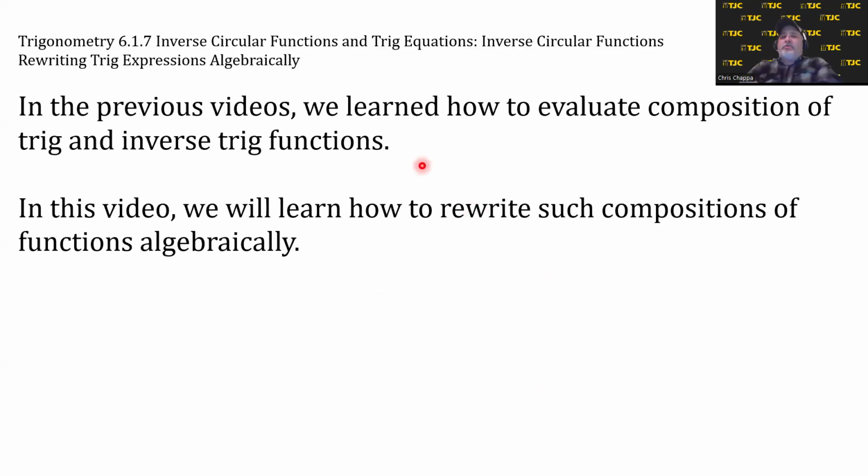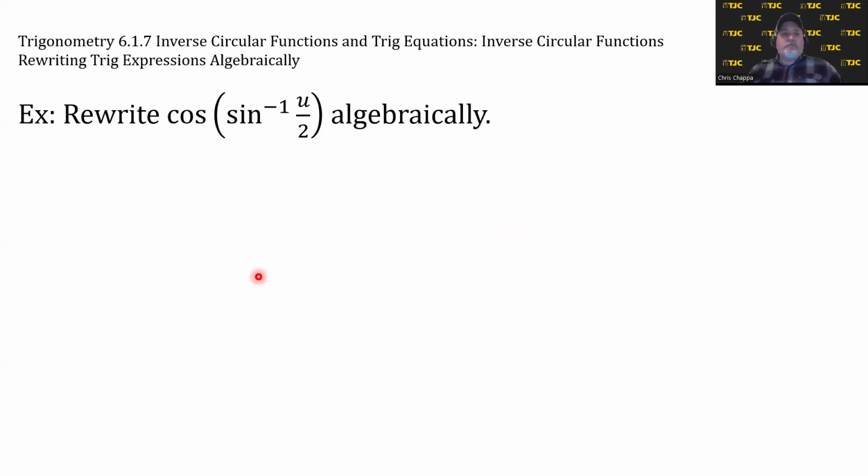In the previous videos, we learned how to evaluate compositions of trig and inverse trig functions. In this video, we will learn how to rewrite such compositions of functions algebraically, meaning with no trig functions. This does happen quite a bit in calculus settings. For example, let's rewrite cosine of sine inverse of u over 2 algebraically in terms of u only, no trig functions. How do we do this?